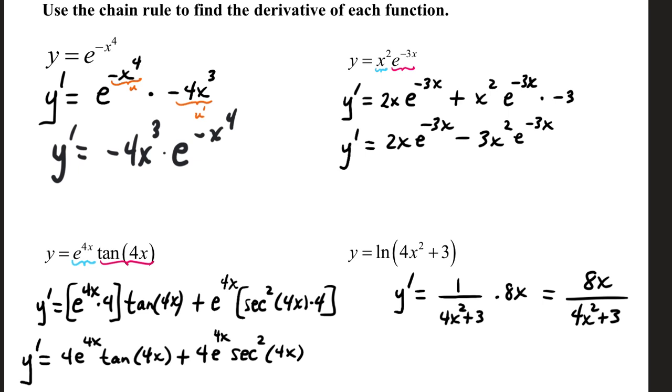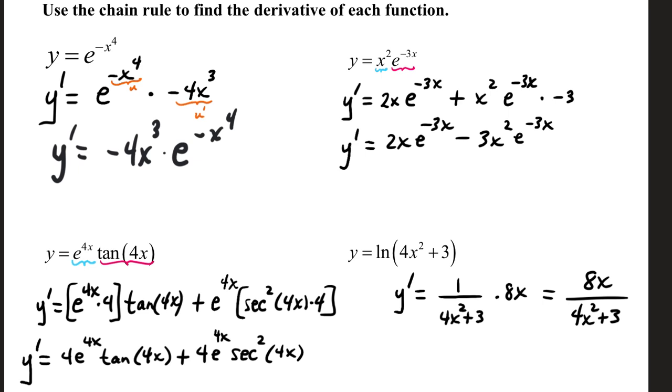Top right, we have a function defined as x squared times e to the negative 3x. This is a product of an algebraic times an exponential. Derivative of the first is 2x. Leave the second part alone. Plus, now we leave the first part alone, and we take the derivative of the second part. Well, again, it's e, so we're going to make an exact copy of what we see times the derivative of the power, which is negative 3.